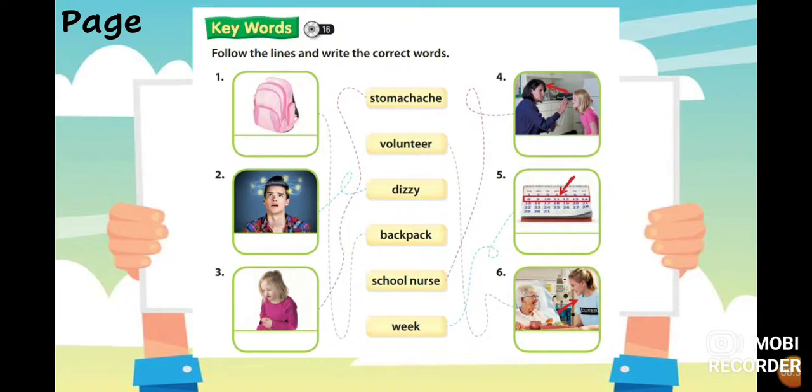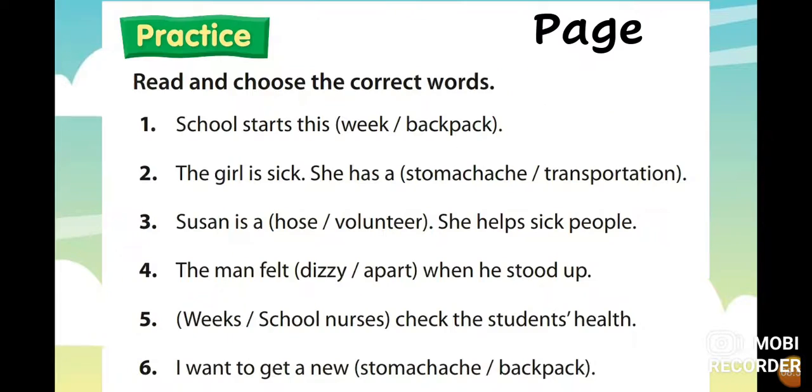So you can match the words with the pictures using different colors of markers, because it is important for understanding your answers better. This is on page 53, the first part of the vocabulary. And now we solve the second exercise, which is the practice. We read and choose the correct words. We have some sentences and two options as answers.